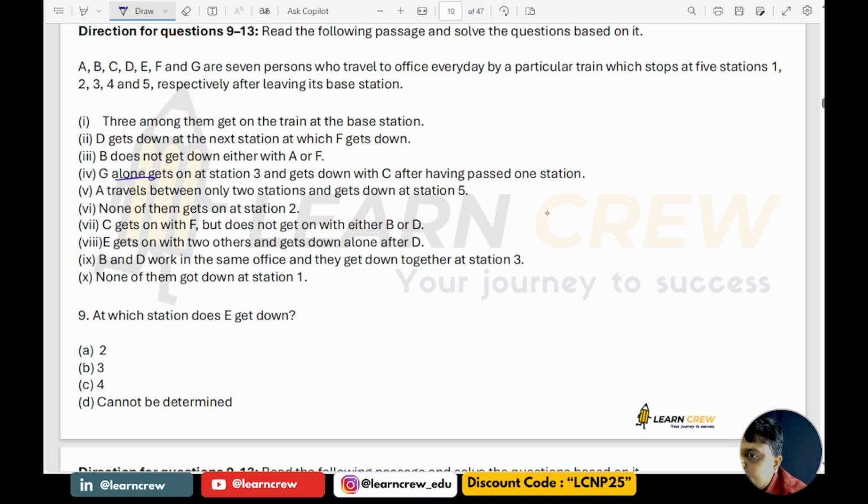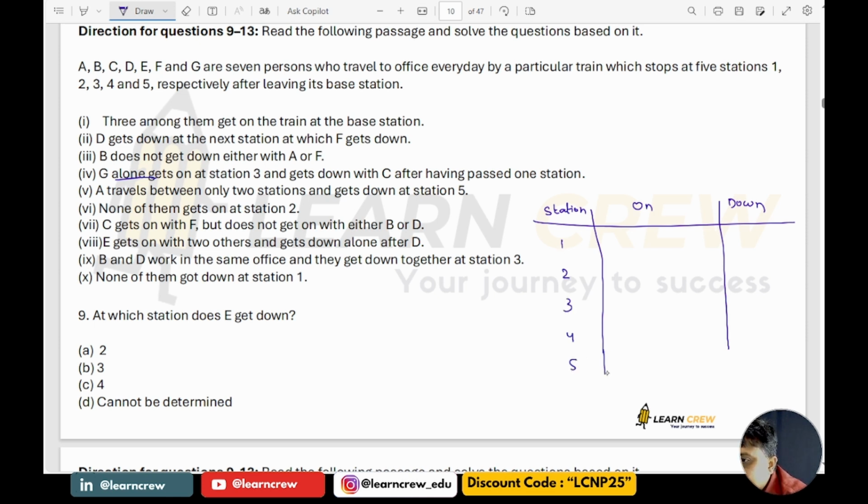Now we have stations, and get on, get down. These are the things we have. So who is getting on and who is getting down, we have to answer. So what are the stations we have? 1, 2, 3, 4, 5. We have 5 stations here.